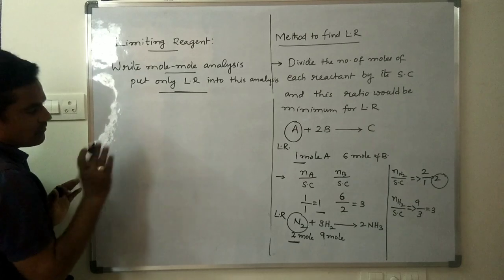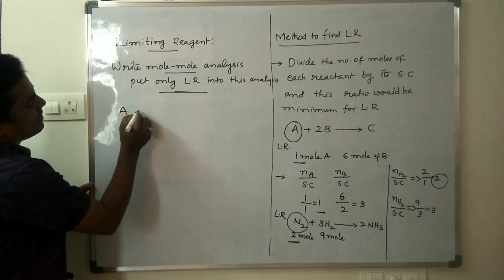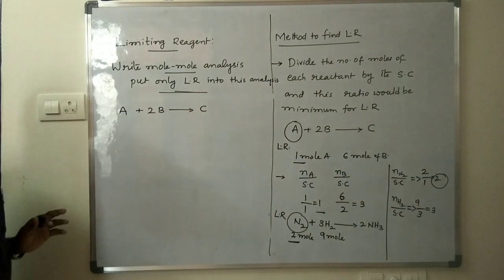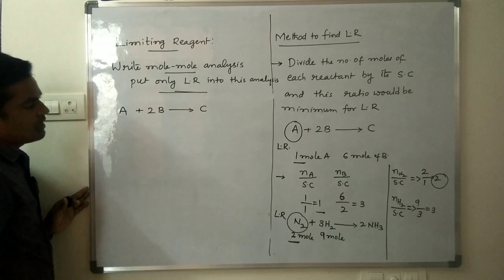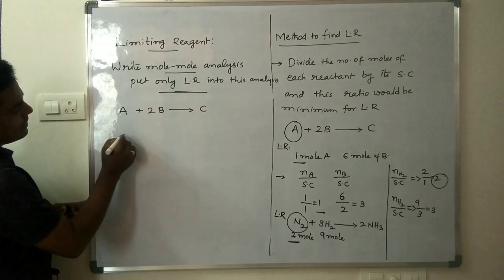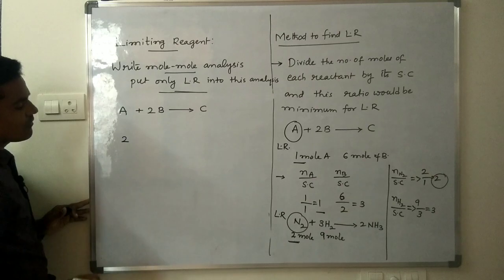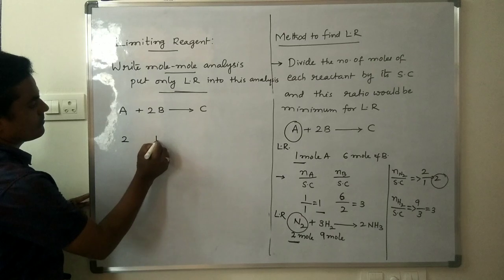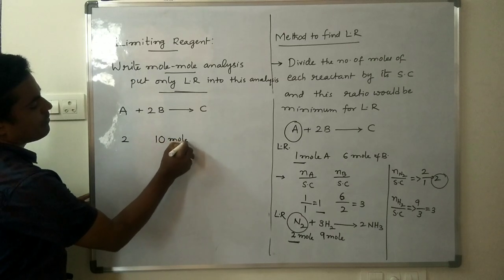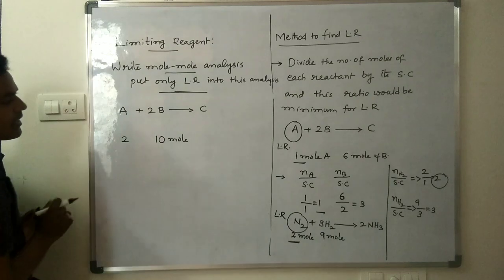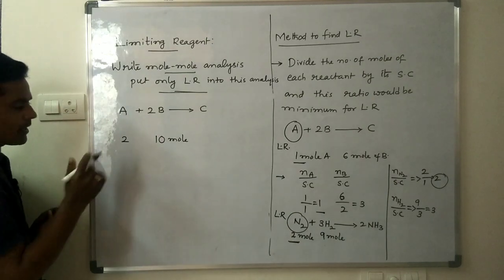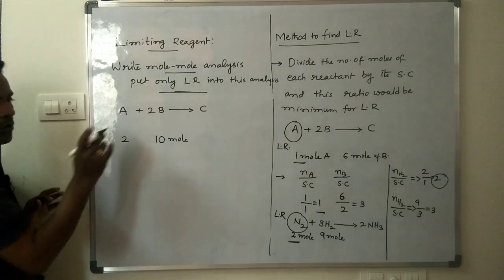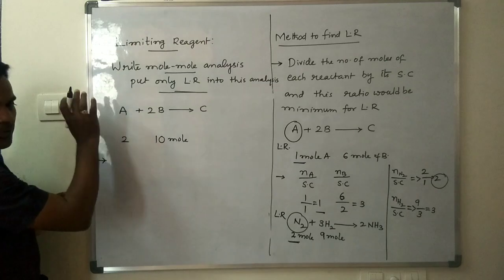So now how to calculate? For example, if you take 1 mole A and 2 moles of B to give C, let us consider it is a stoichiometric equation. Now initially if you take 2 moles of A and 10 moles of B, find the limiting reagent. So how to find the limiting reagent? Number of moles upon its stoichiometric coefficient.